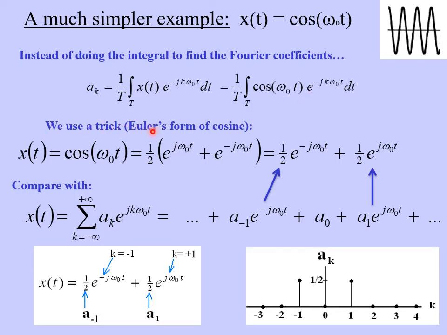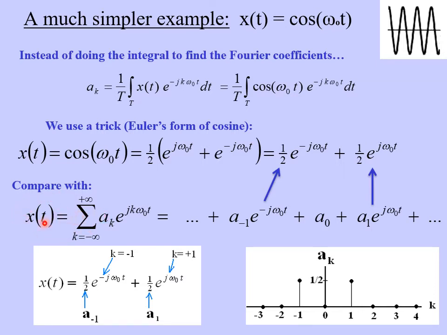So remember Euler's form of the cosine. Our signal that we're trying to expand up here is cosine of omega naught t. So cosine of omega naught t is 1/2 times e to the j omega naught t plus e to the minus j omega naught t. This is the Euler's form of the cosine. So let's distribute this 1/2 inside the parentheses. So we get 1/2 e to the minus j omega naught t plus 1/2 e to the j omega naught t.